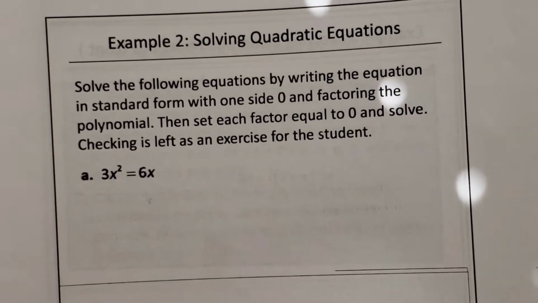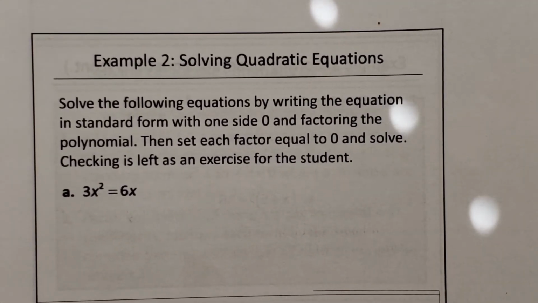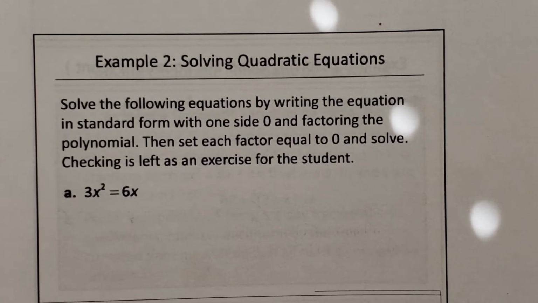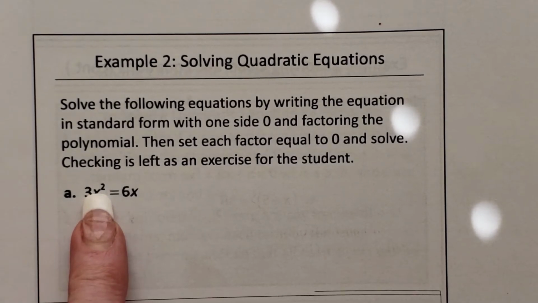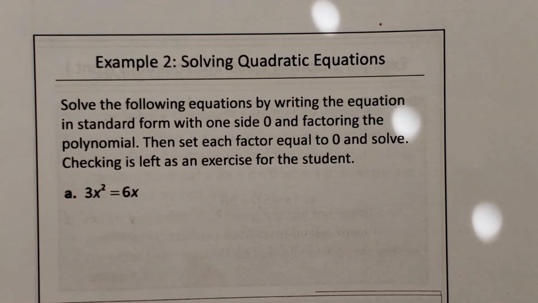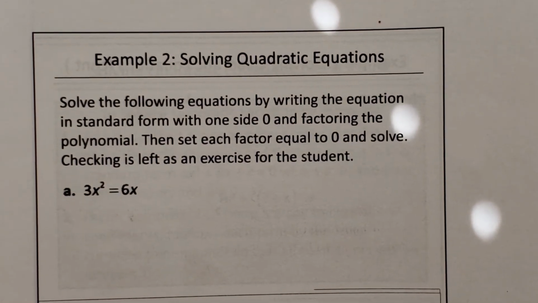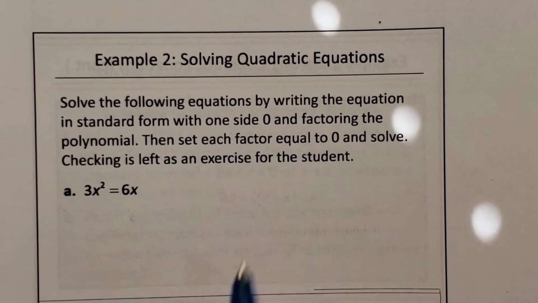All right, so let's look at example 2. It says, solve the following equations by writing the equation in standard form with one side 0 and factoring the polynomial. So basically they want us to take this quadratic equation, and it's quadratic because our variable is squared, and they want us to set it equal to 0. And that's what it says, set each factor equal to 0.